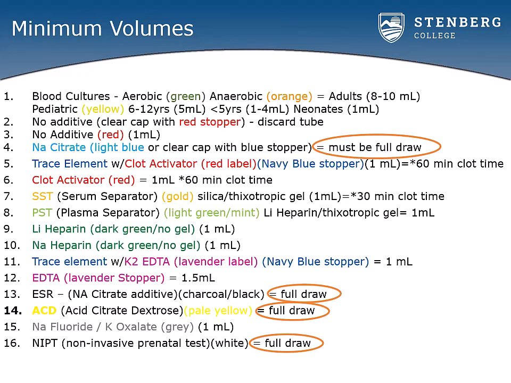Please note the 4 tubes on the list that require a full draw. The sodium citrate tube, light blue, the ESR tube at number 13, the black charcoal tube, the ACD tube at number 14, and the NIPT tube at number 16. These all require full draws.